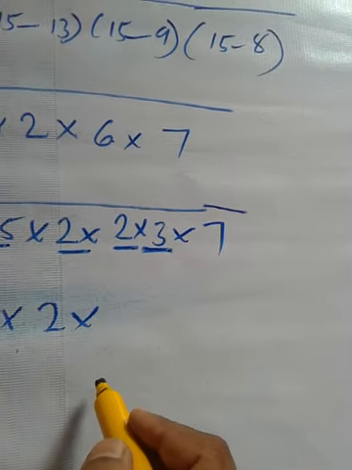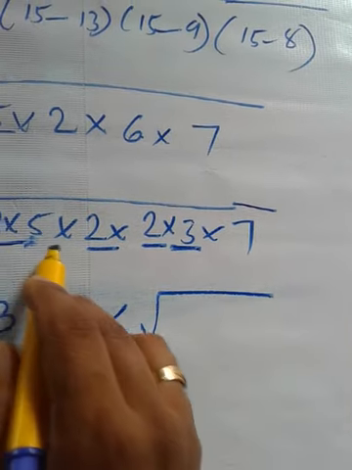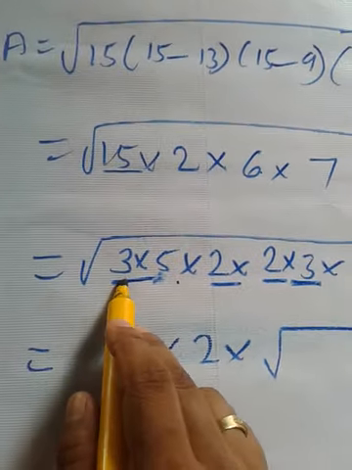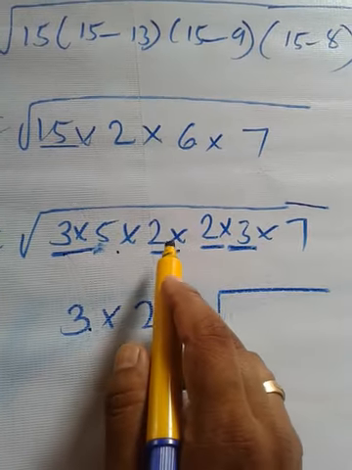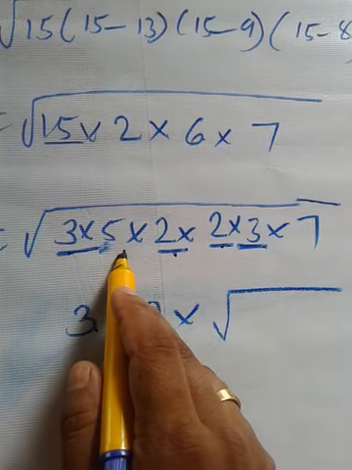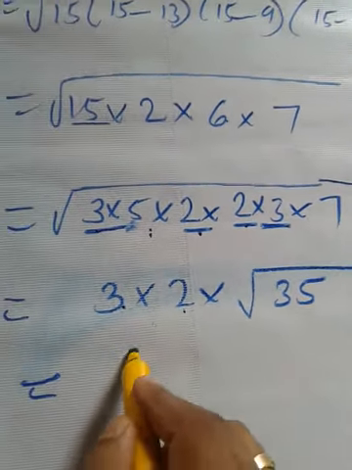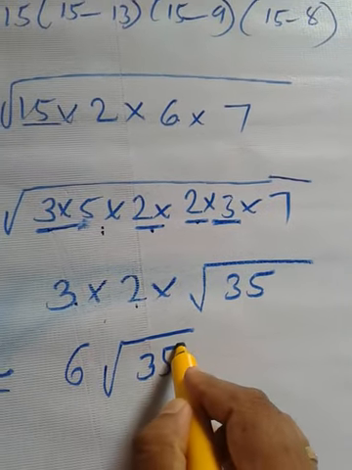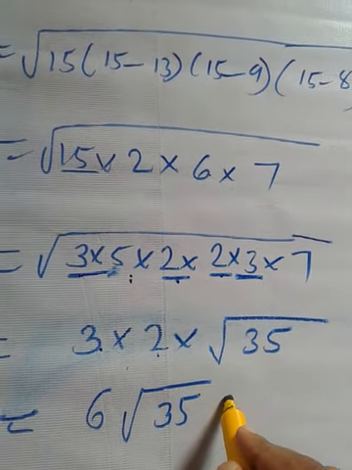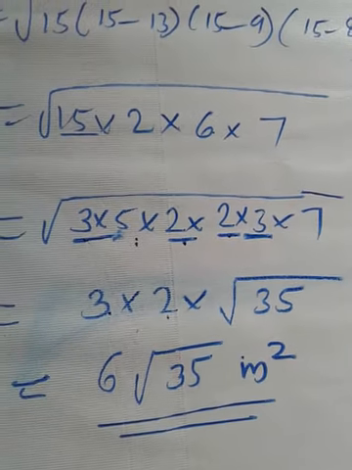And what is remaining inside the bracket? Square root of 3 into 3, a single 3 you can write. Square root of 2 into 2, a single 2 you can write. And under the square root, 5 into 7 is remaining. That is nothing but 35. We cannot do anything there. So 6 root 35, centimeter or meter in the question? It is meter. So meter square. That is the area of that triangle.